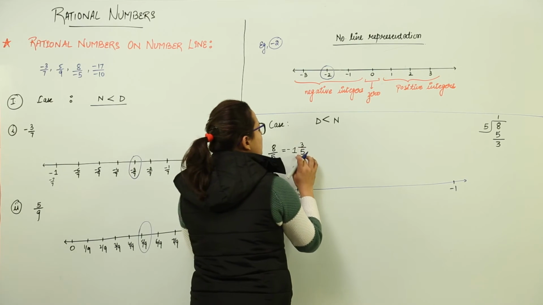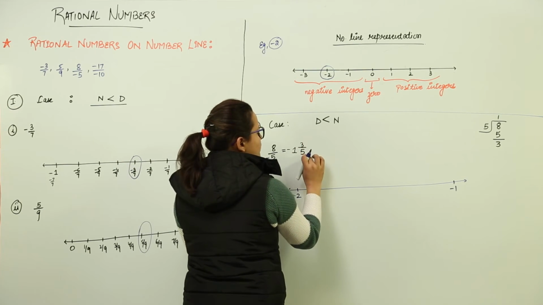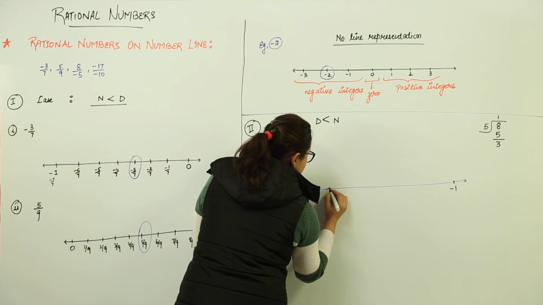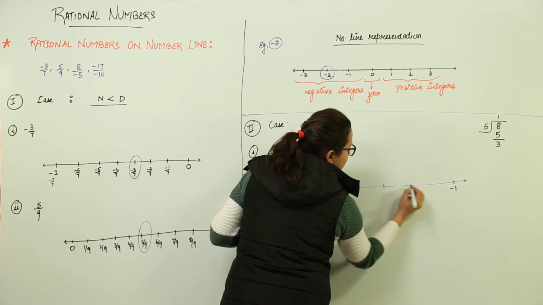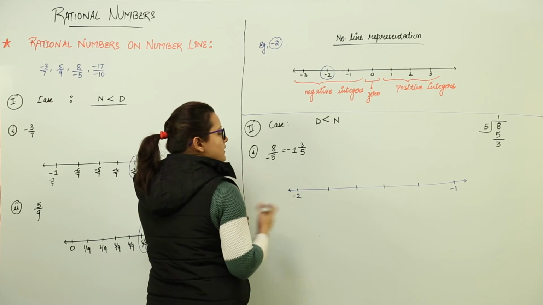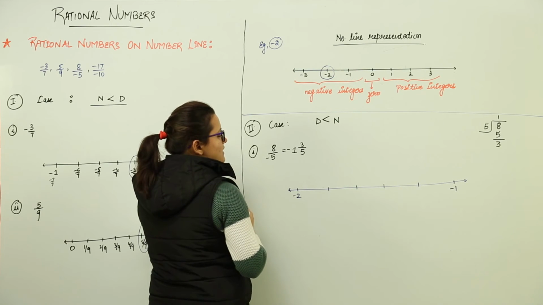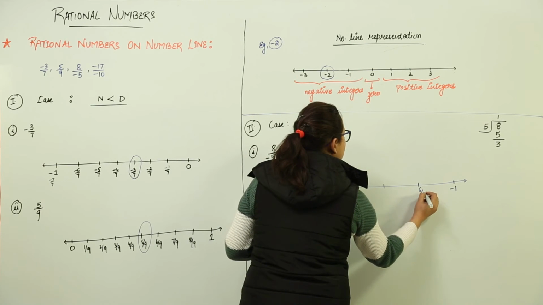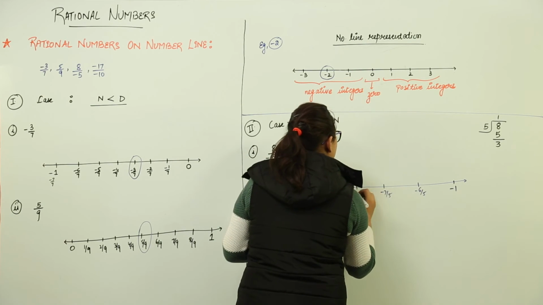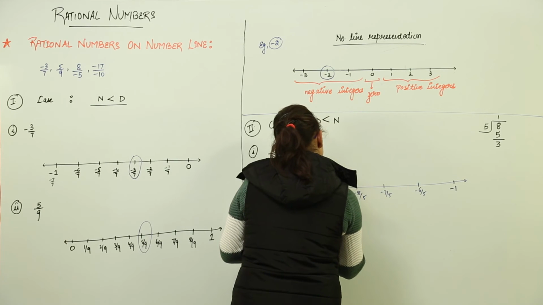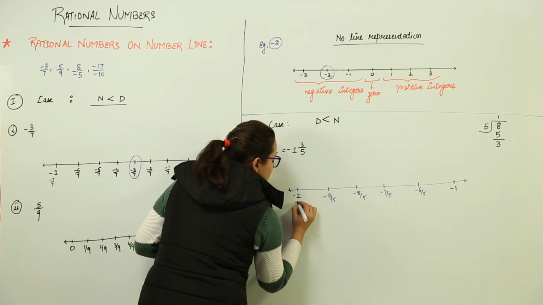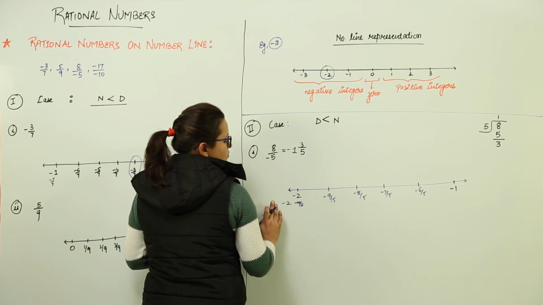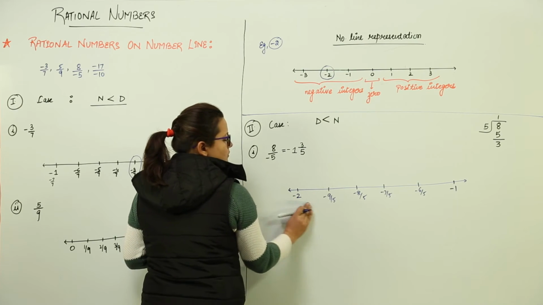Now what is written in the denominator of the fraction? 5 is written. Now what we do? We divide the line into 5 equal parts. That is 1, 2, 3, 4 and 5. I have divided the line into 5 equal parts. Now I will start numbering them. How do I number them? Minus 6 by 5, minus 7 by 5, minus 8 by 5, minus 9 by 5, and this would have been minus 10 by 5. Minus 10 by 5 would have been minus 2. That means I am correct with my position.